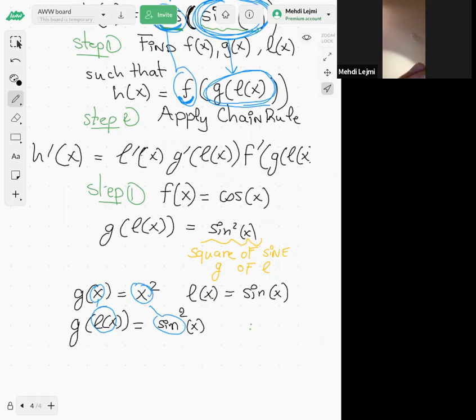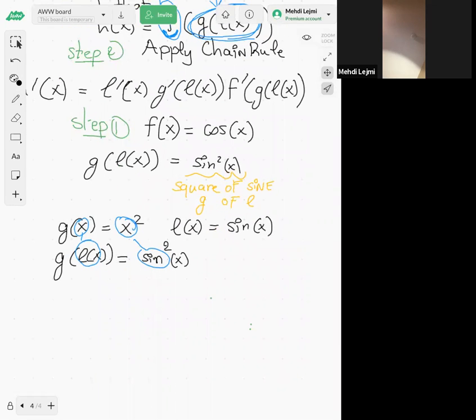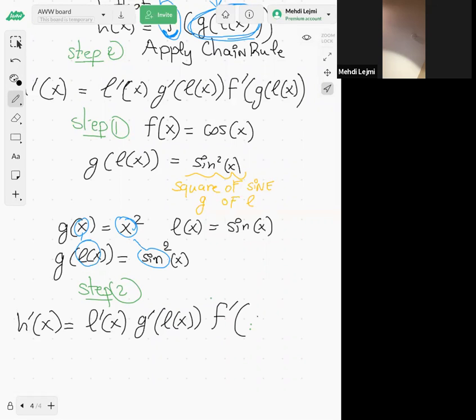So now I got my f, g, and l. Now I can move to step number 2, where I apply my chain rule. My chain rule, again, is h prime would be l prime, g prime of l, and then f prime of g of l.